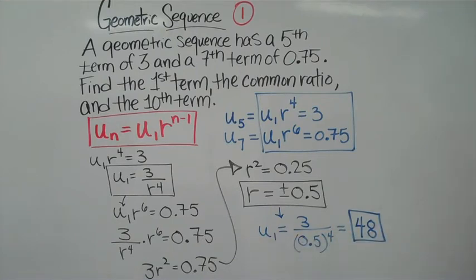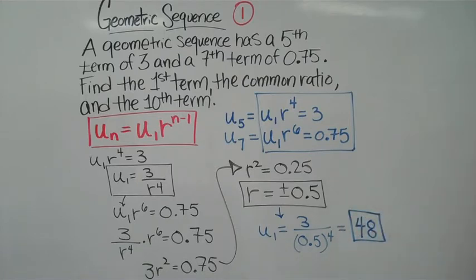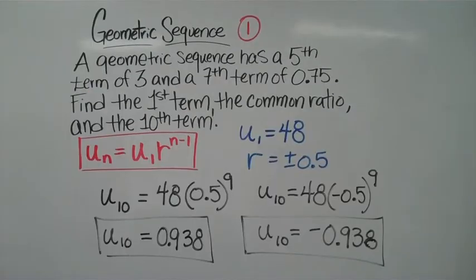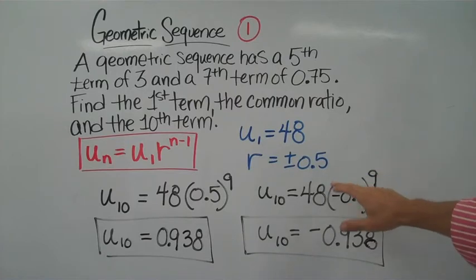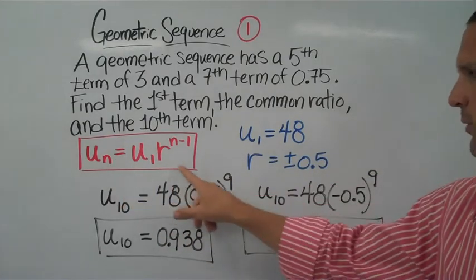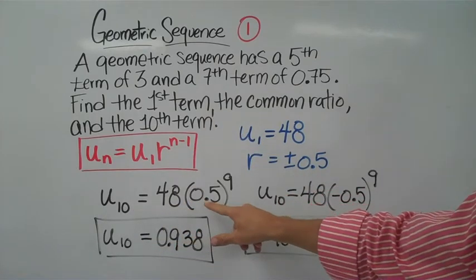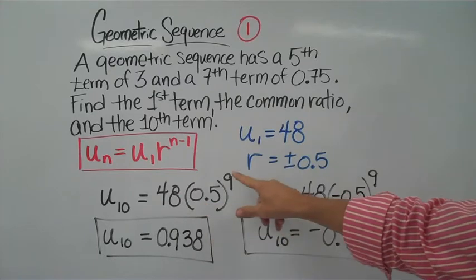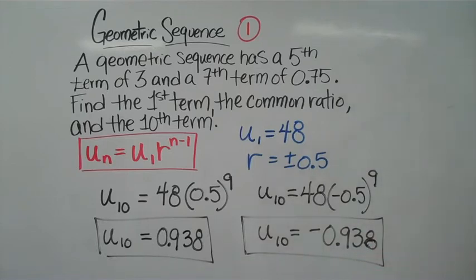So I've done the first two parts. I found the common ratio, which could be plus or minus 0.5, and our first term, which is 48. Now that we know that our first term is 48 and our r could be either plus or minus 0.5, we just have to substitute into this equation here because we're looking for the 10th term. u10 is u1, which is 48, times r when it's positive, 0.5, to the 10 minus 1, which is 9, gives us 0.0938 to three significant figures. And u10 is equal to 48 times negative 0.5 to the 9, which gives us negative 0.0938 to three sig figs.